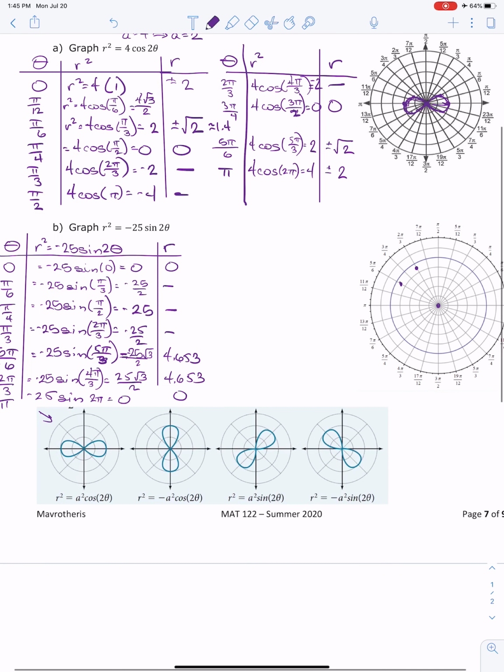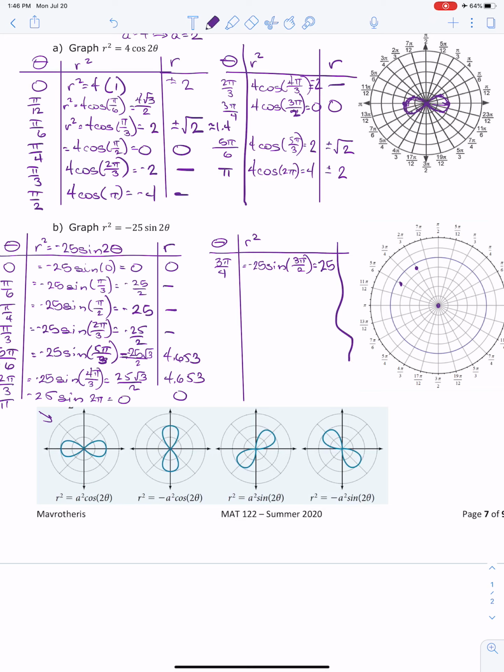I'm going to try 3 pi over 4. And so when theta is 3 pi over 4, my r squared is negative 25 times the sine of 3 pi over 2, which is negative 1, which means I get a positive 25, super straight line there. And when I take the square root of that, I get 5. So at 3 pi over 4, we are right here at 5. So our graph, this half, looks like this.